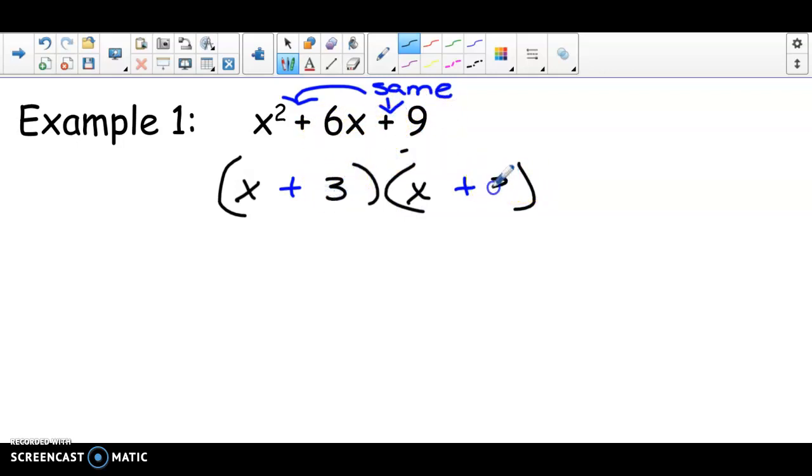3 and 3. Well, because both of these are exactly the same, I can write it as one parentheses quantity squared. It's not simplified written like this. This is the simplified version.